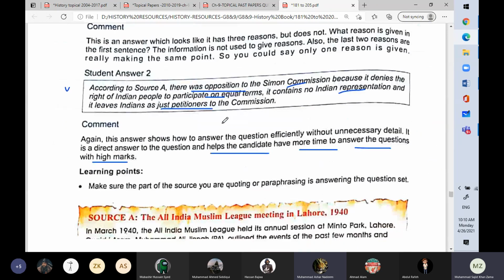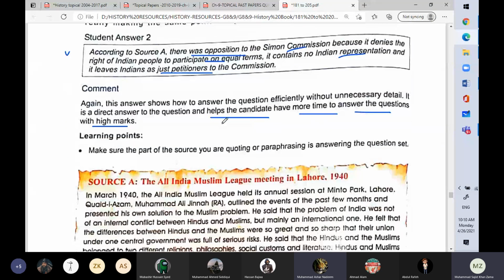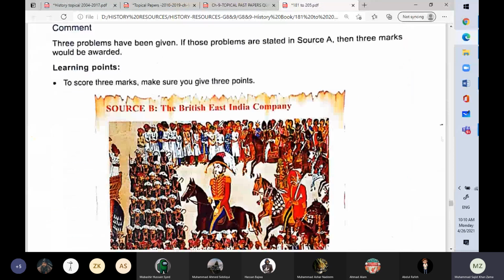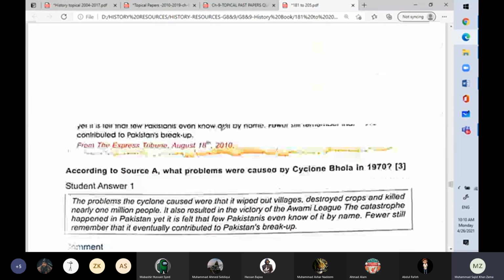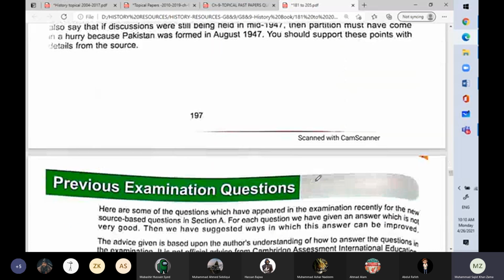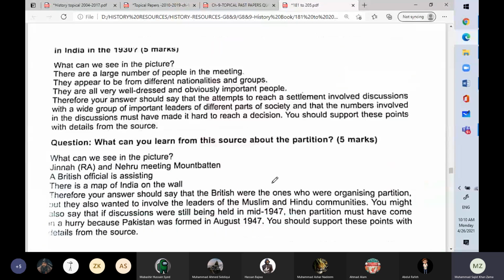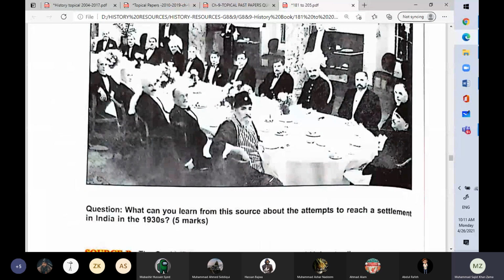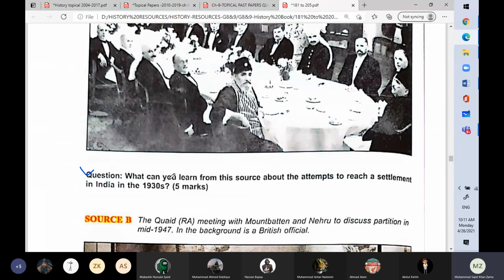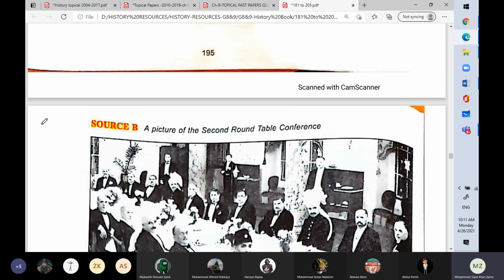Yes, sir. So this source is related to you. You can practice this one and you can see other sources related to it. At the end of your book, please go visit the source questions. It is good. Previous exam questions are here. Practice. Before that, this is also a good source. What you can learn from the source about the attempt to reach a settlement in India in the 1930s. So the 1930s is very much part of your syllabus, so you should do this source as well.